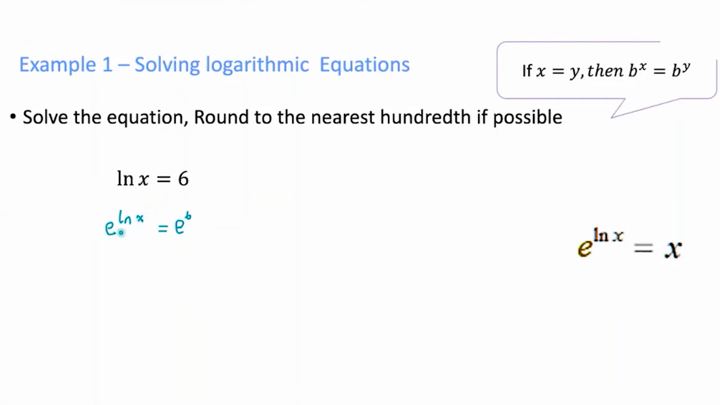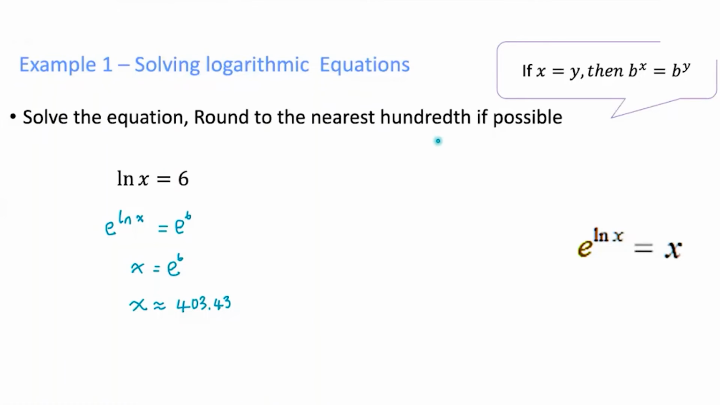So I can write e to the ln x is equal to e to the 6. Now, once we put the two inverses together, once we compose the inverse, it will leave us just with x. So we'll end up with x is equal to e to the 6. And if you were to put this in our calculator, the value of x is approximately 403.43. And we did 43 because it says round to the nearest hundredth.